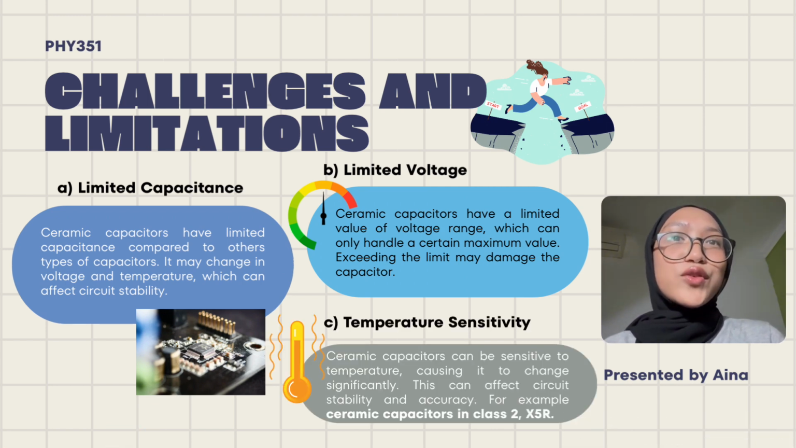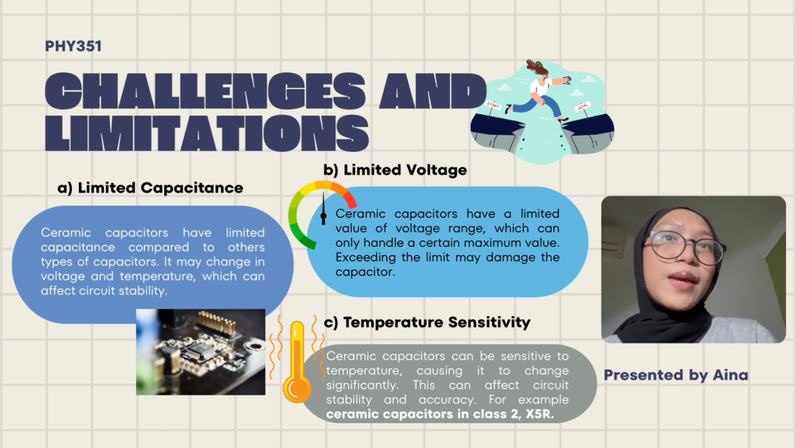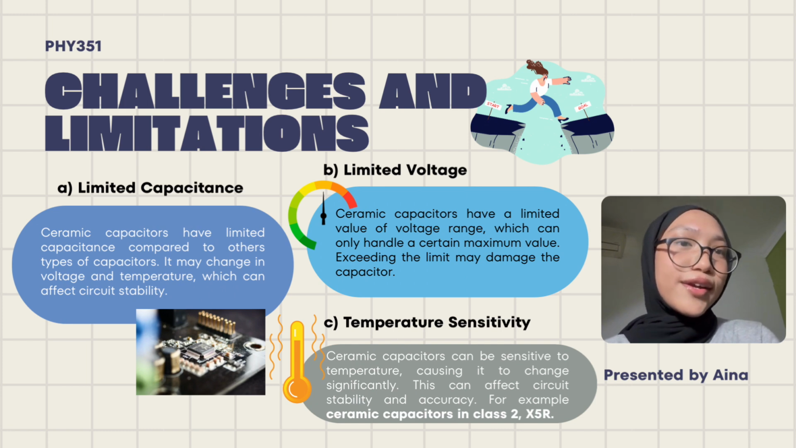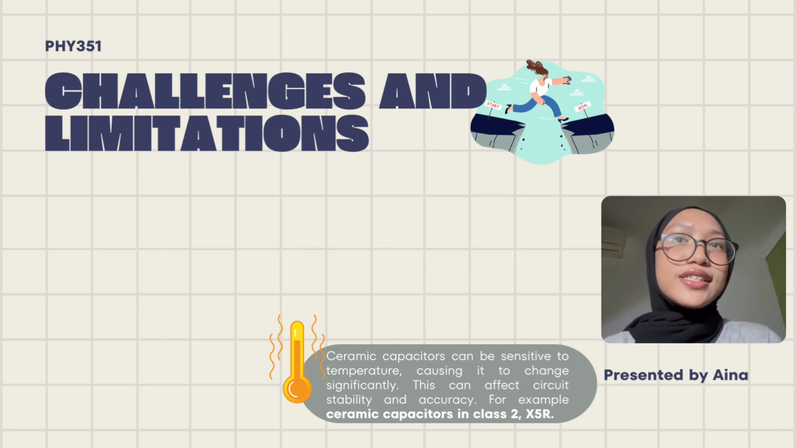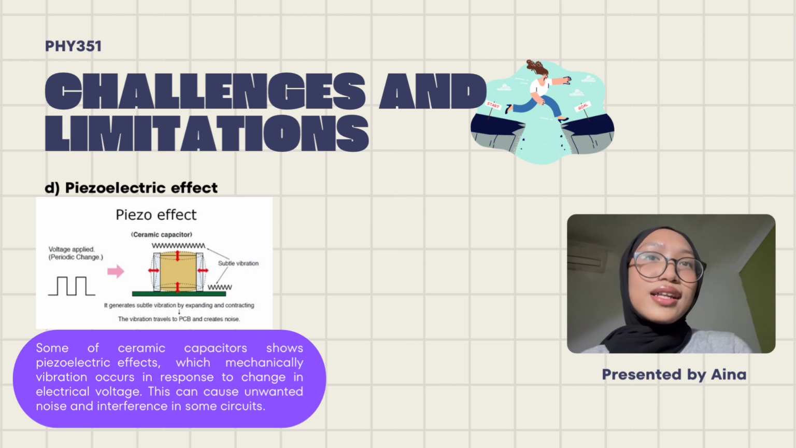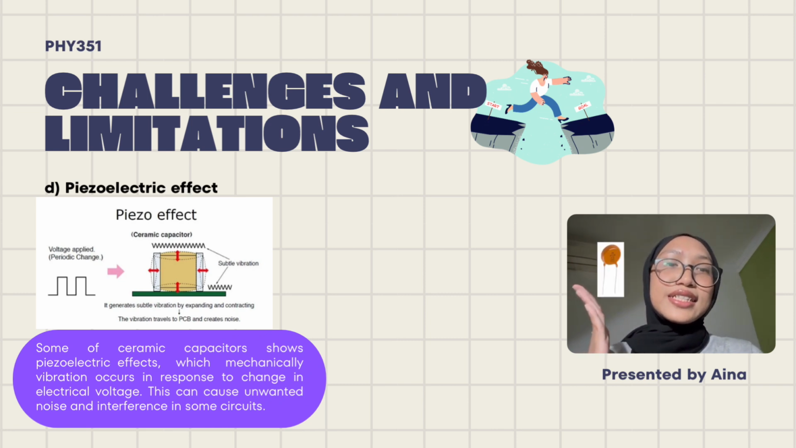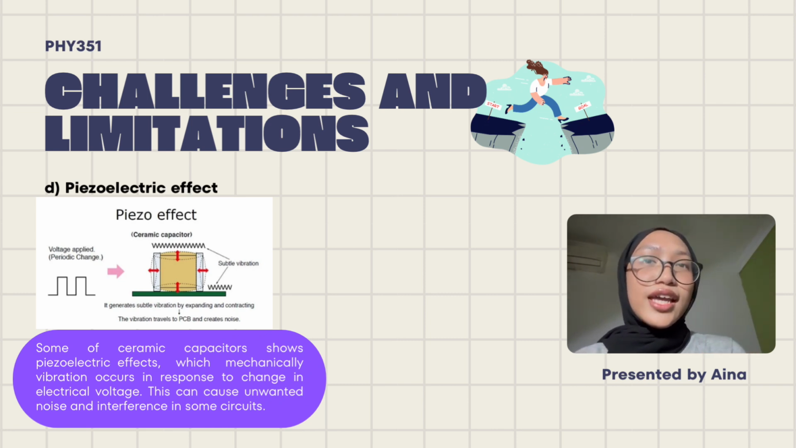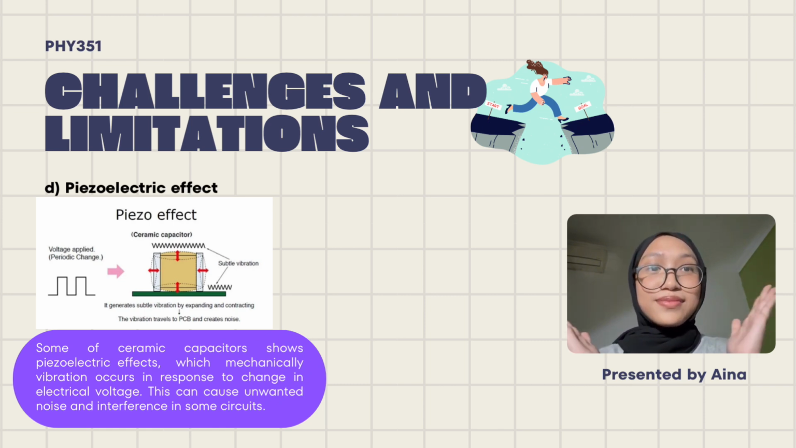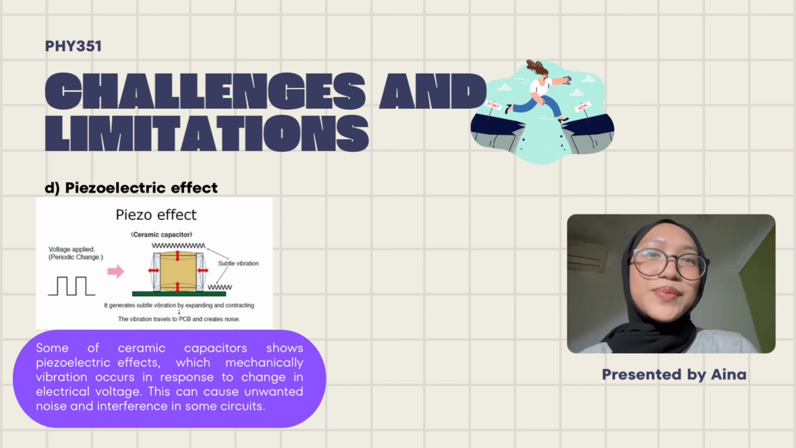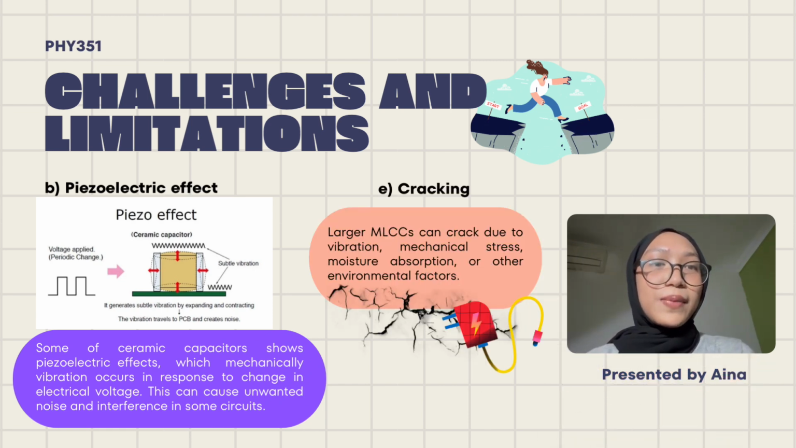Third, they are also sensitive to temperature changes. It can cause a variation in capacitance that can reduce the accuracy in high precision circuits. In addition, class 2 ceramic capacitors such as X7R and X5R can show a piezoelectric effect, which can produce unwanted noise in electronic circuits. Lastly, larger multi-layered ceramic capacitors can crack due to vibration, mechanical stress, moisture absorption, and other environmental factors that can lead to the circuit's failure.